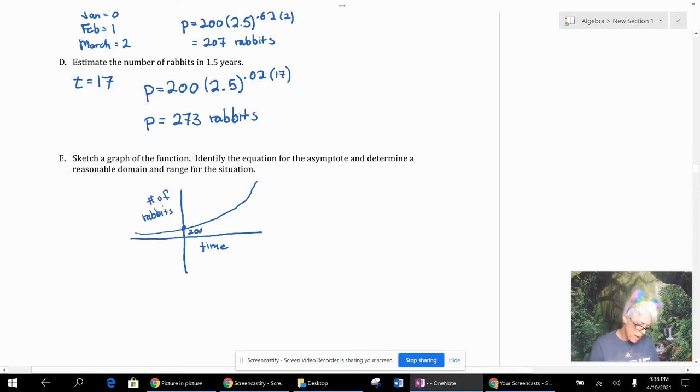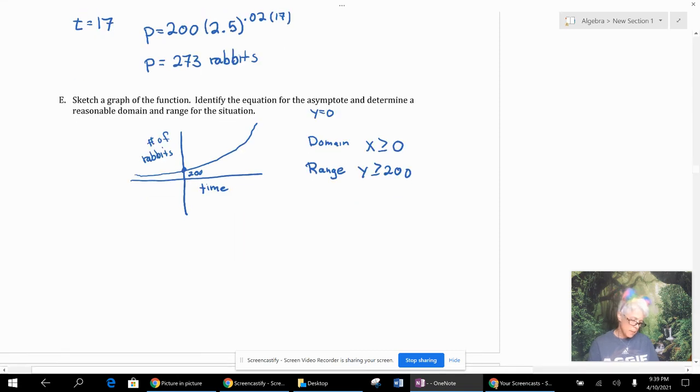So here, first off, the asymptote is y equals 0. The domain, is it all real numbers this time? No, the domain is x greater than or equal to 0, because we can't have negative time. And the range starts with 200 and continues to go up. Interesting. So that changed quite a bit there. Let's go on to the next one.